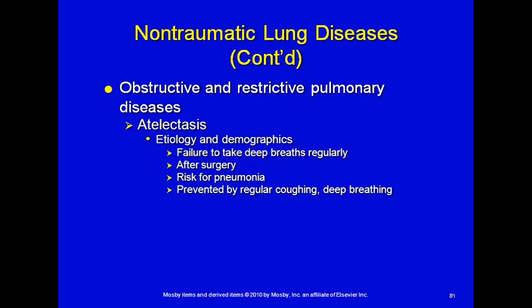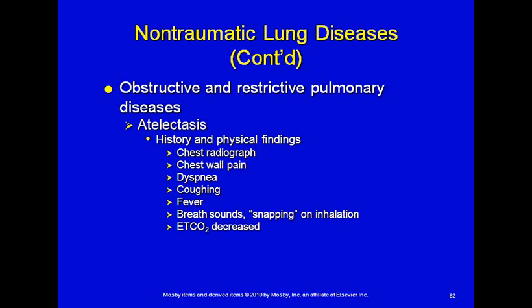Atelectasis occurs after surgery, certainly in somebody who's sedated and not breathing deep. You're at risk of pneumonia as those alveoli are collapsed and what's in there is stagnant. And again, we prevent atelectasis naturally by regular coughing and deep breathing like a sigh.